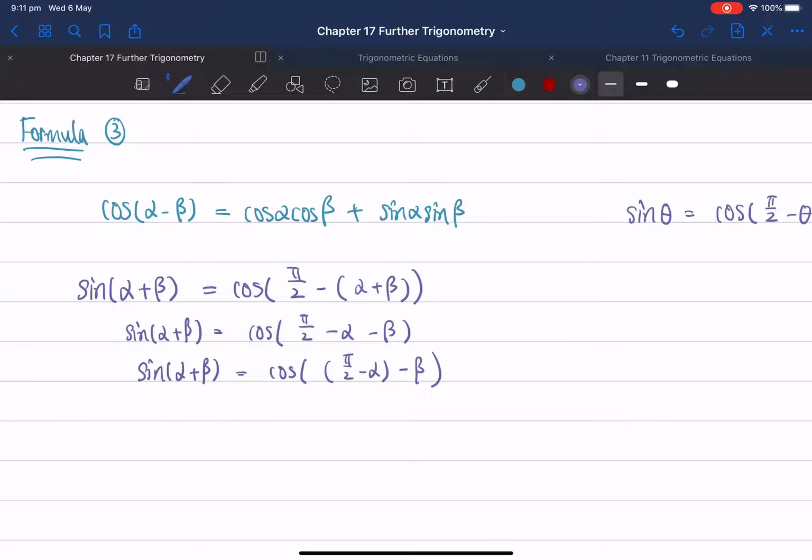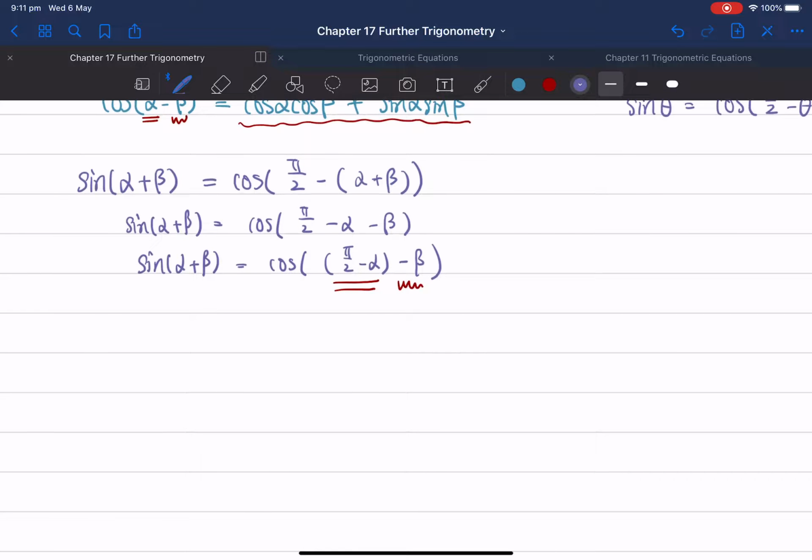Okay? All right? Now, I would like you to pay attention. This is my first angle. And that part is my second angle. So can I apply this formula now? Well, the answer is yes, you can apply the formula.